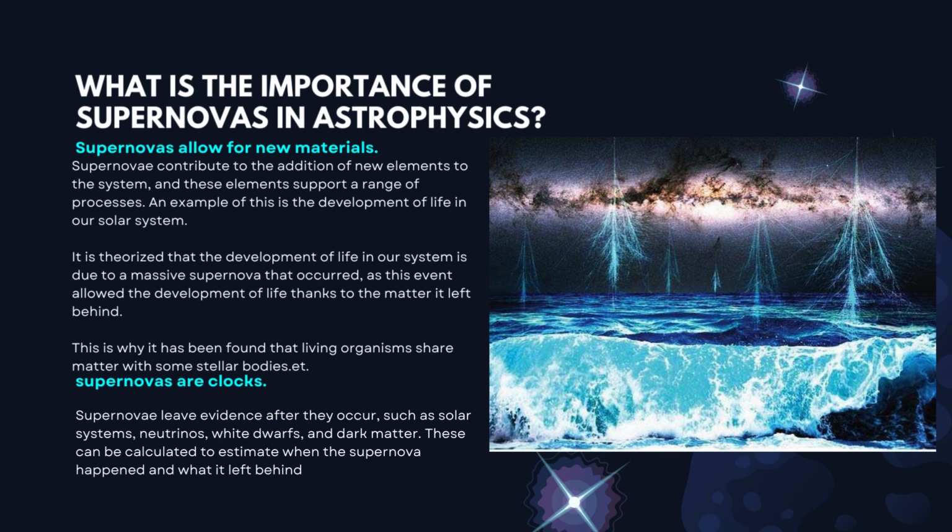Supernovae can be cosmic clocks because they leave a trace of their existence in the form of nebulae, stars, or neutrinos. By calculating the time since a supernova occurred, it is possible to estimate the age of certain celestial bodies. Thus, it can be said that they help determine the age of objects in space.